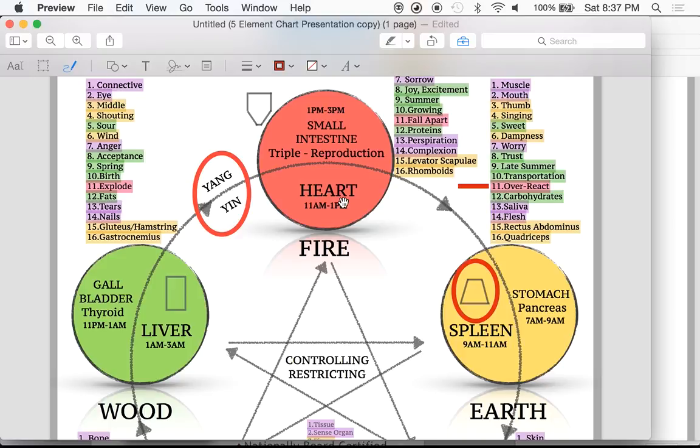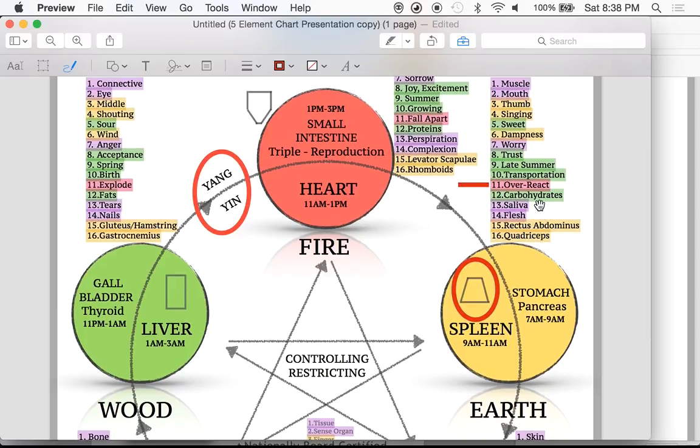As we go down to number 7, worry. Worry is such a big one for these individuals. Now, as you look at the fluid secretion, salivary. So over saliva production is going to be common when this element is out of balance.